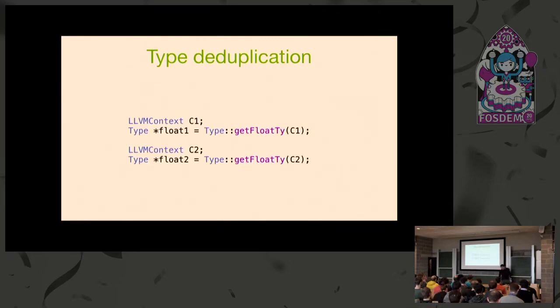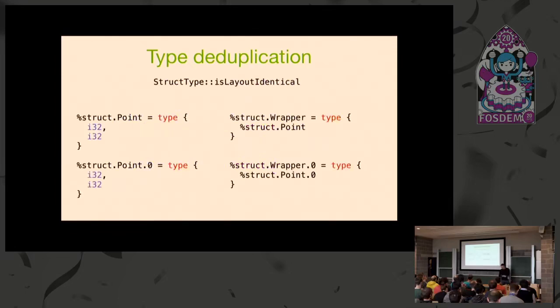But LLVM considers them to be different. So the first attempt to solve this problem was to use the function called isLayoutIdentical. You can just run it on a struct and it says yes or no, but it doesn't work. The structs on the left have identical layout, and it's all correct. But on the right, LLVM does not consider them to be identical, because this function just checks that all the members have the same type.